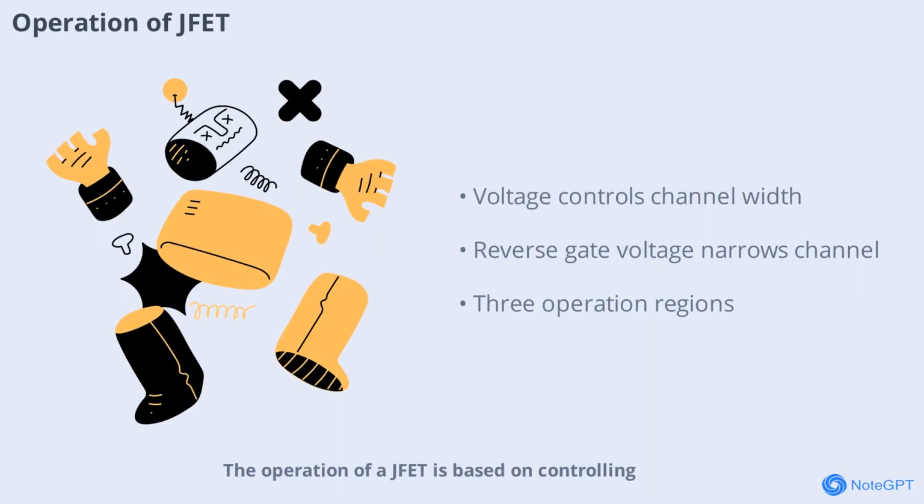Operation of a JFET is based on controlling the width of the channel through which current flows. When a voltage is applied between the source and drain, current flows through the channel. By applying a reverse voltage to the gate, the channel narrows, restricting current flow. The more negative the gate voltage, the less current can pass through. This voltage-controlled behavior is what makes the JFET so useful in amplifying and switching applications. The JFET operates in three regions: ohmic, active, and cutoff.